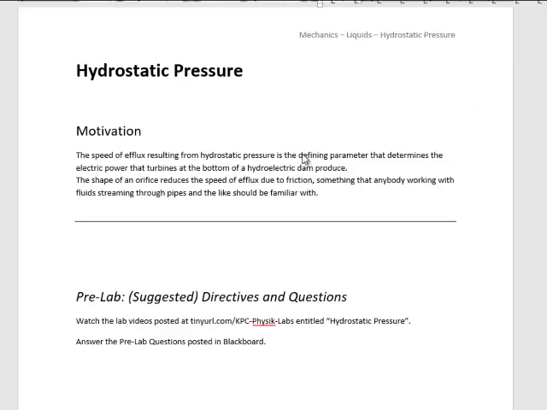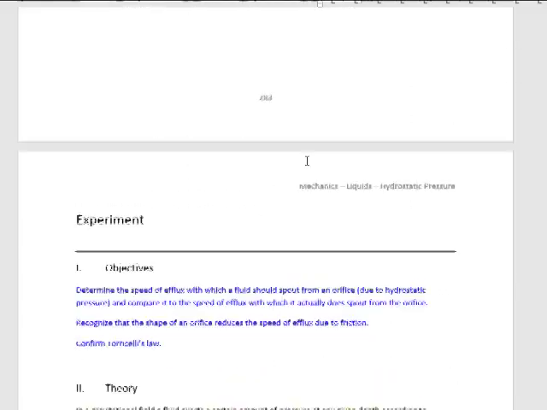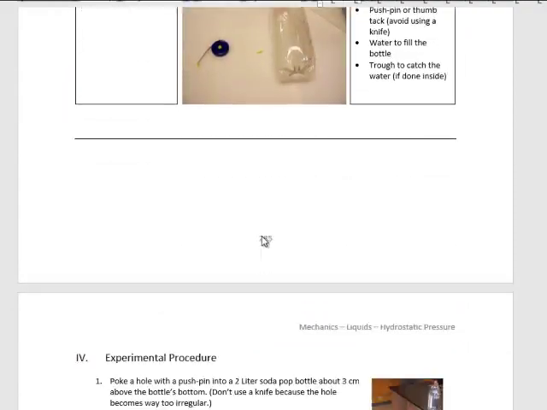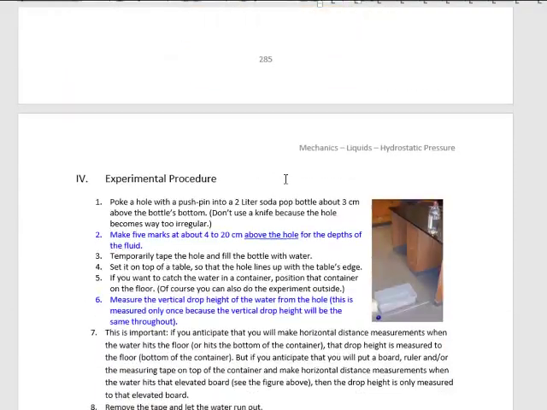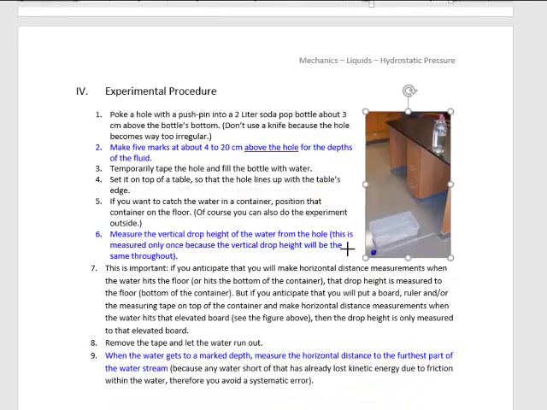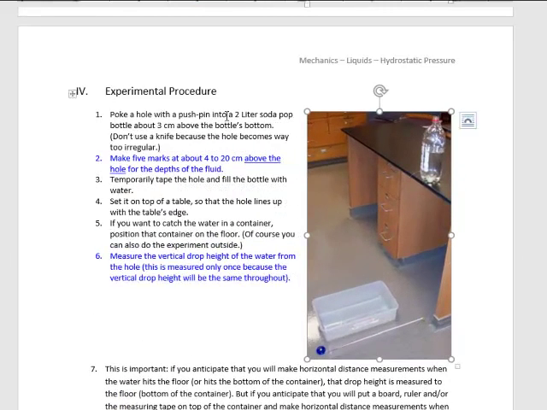This is the lab on hydrostatic pressure, and here's the theory part, and this is the equipment for the experiment, but we did it a little different. We used something else. Here would be the bottle, and the bottle needs to be open. There's water in there. There's a hole right here, and water shoots out. You will see that in the video.